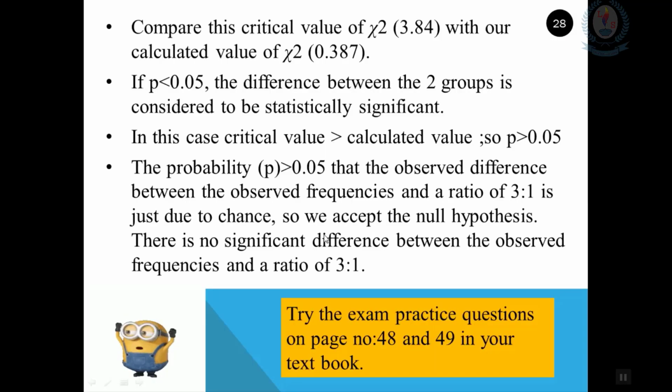So we have to compare this calculated value and the critical value. In this case, the probability is greater than 0.05, and the difference between the observed frequencies and a ratio of 3:1 is just due to chance. So we have to accept the null hypothesis. There is no significant difference between the observed frequencies and a ratio of 3:1. So try the exam practice questions on page number 48 and 49 in your textbook.